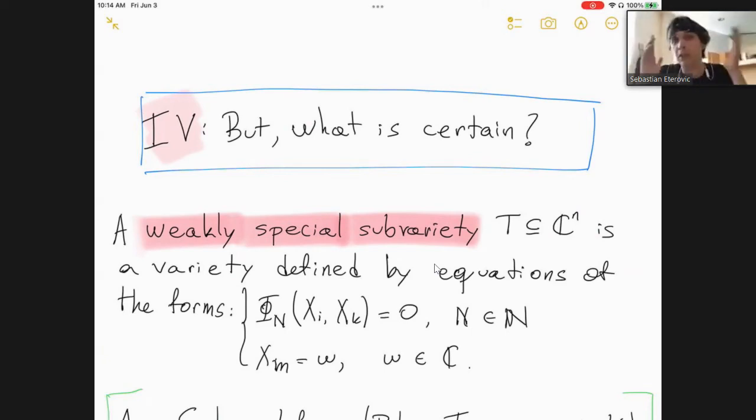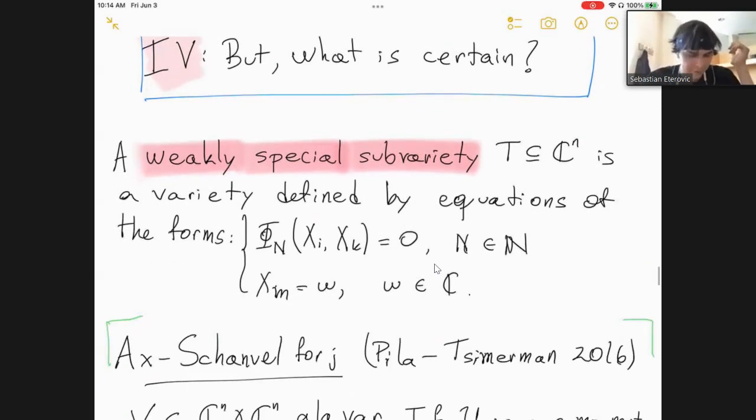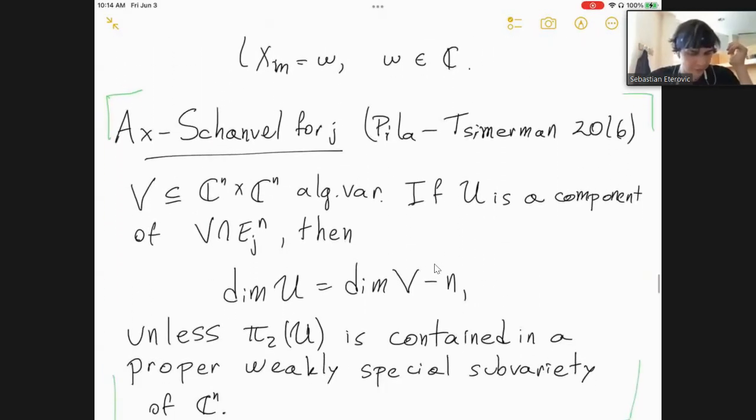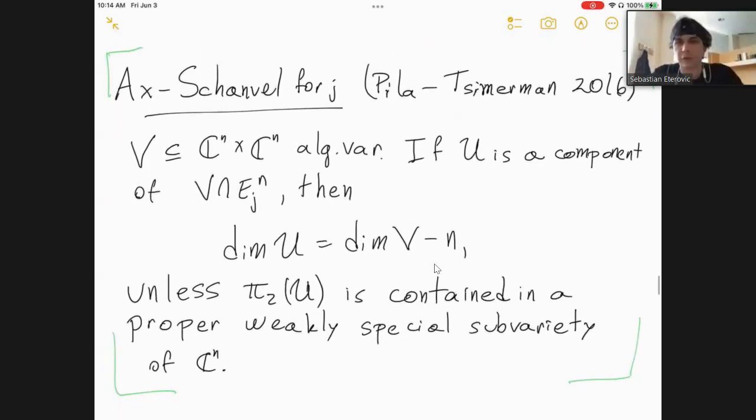So here is something we do know, a very, very important theorem. This is the Ax-Schanuel theorem for the J function, proven by Pila and Tsimerman in 2016. And what it talks about is the dimension of the intersection of a variety with the graph of the J function. So suppose you take an algebraic variety, again in the Cartesian space, and then you look at a component of the intersection of V with the graph of the J function.